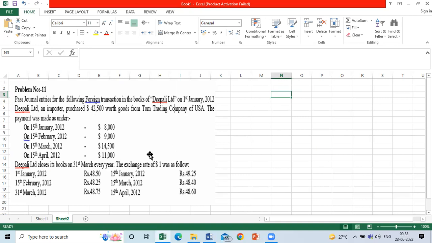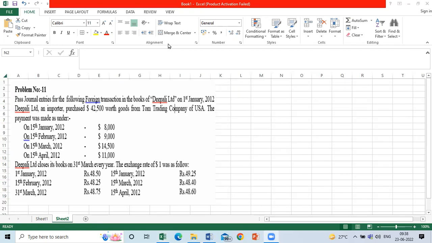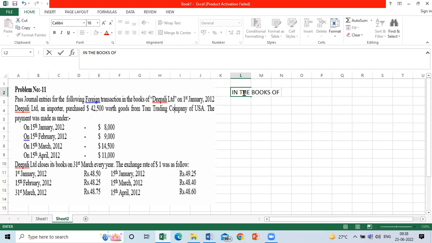So here is the question on the left side. Pass journal entries for the following foreign transactions in the books of Deepali Limited. They have asked the journal entries, but I am not passing the journal entries. I am making the account in the books of Deepali Limited. So Deepali Limited have imported some goods worth $42,500 from Palm Trading Company.